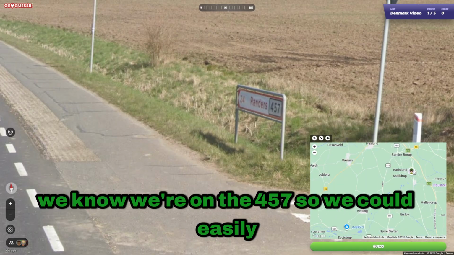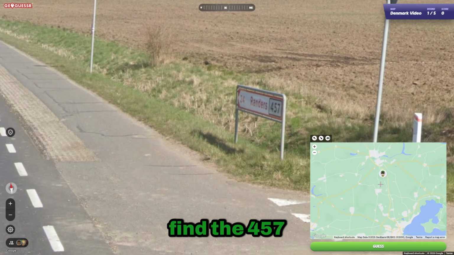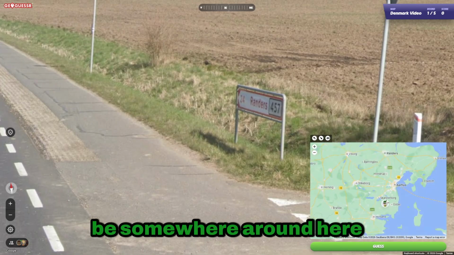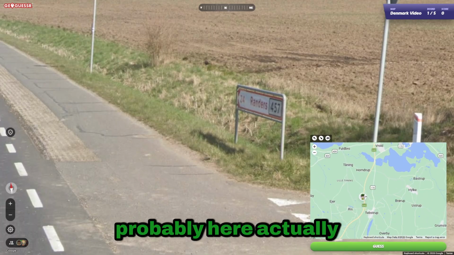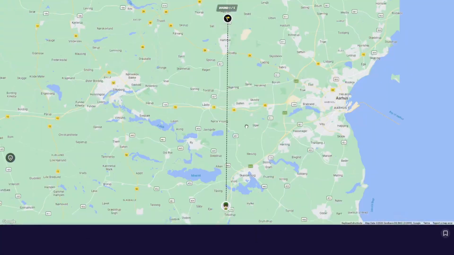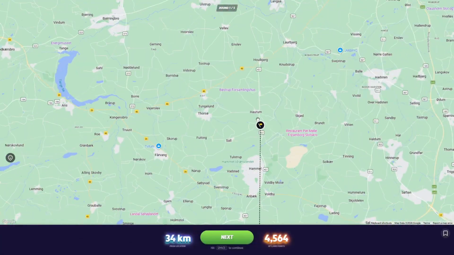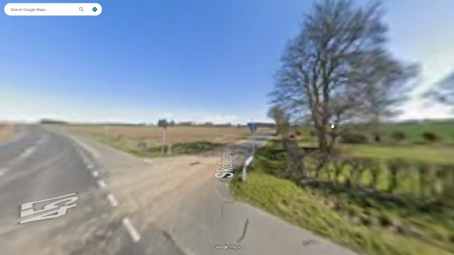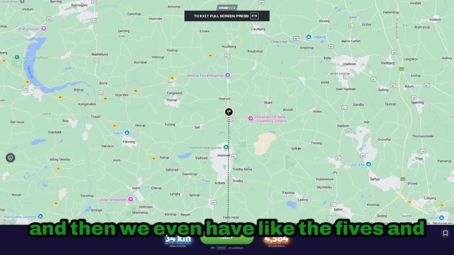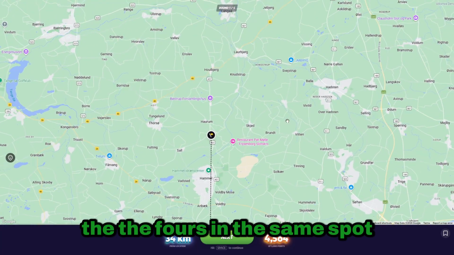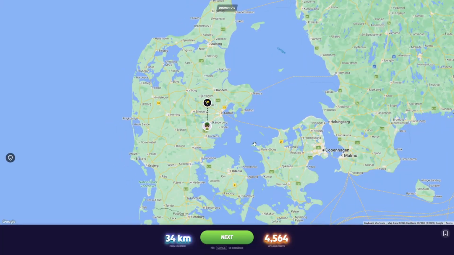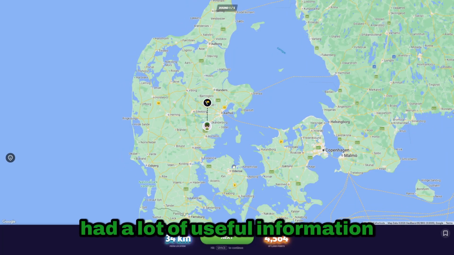So we know we're on the 457, so we could easily find the 457 down here. Be somewhere around here. Probably here, actually. Actually, I don't really care to find it. But yeah, it was just there. And then we even have, like, the 5s and the 4s in the same spot. Which, you know you're going to be in this section. So yeah, that was a long location, but it had a lot of useful information.